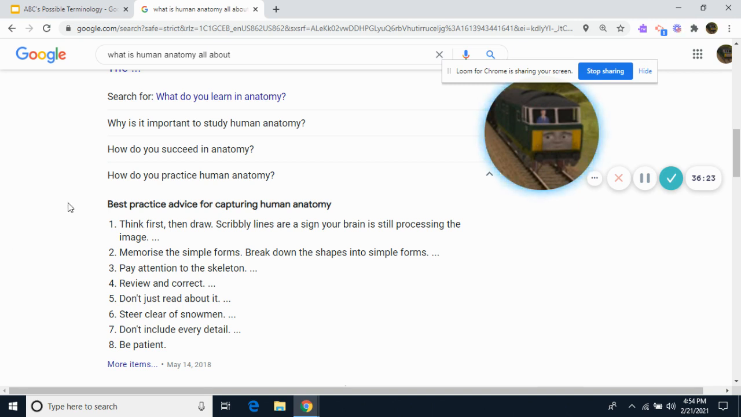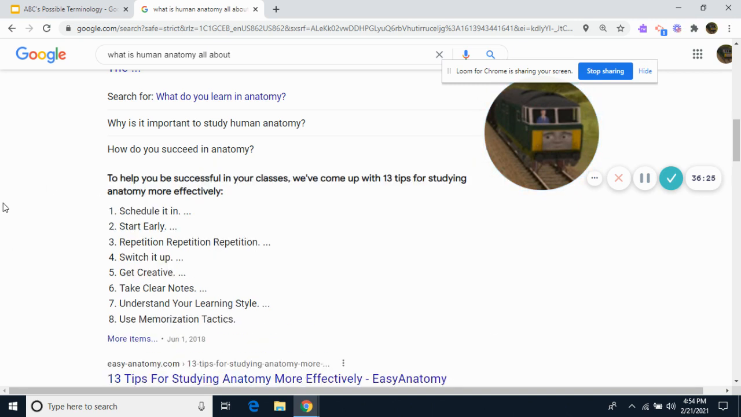Okay, so how do you succeed in anatomy? To help you be more successful in your classes, we've come up with 13 tips for studying anatomy more effectively. Schedule it in, start early, repetition. Switch it up, get creative, take clear notes, understand your learning style. Use memorization tactics. All right, two more questions, that's it.